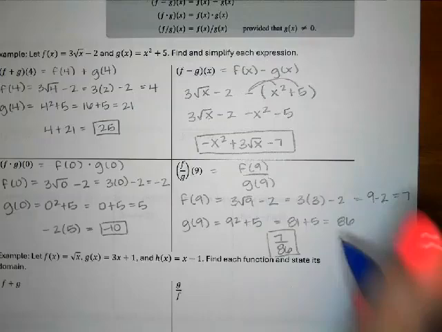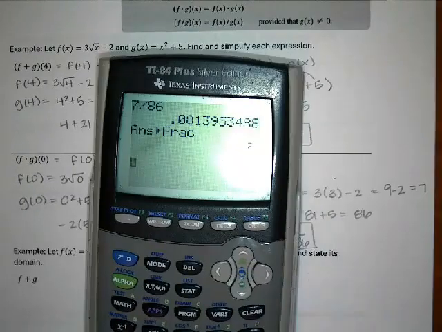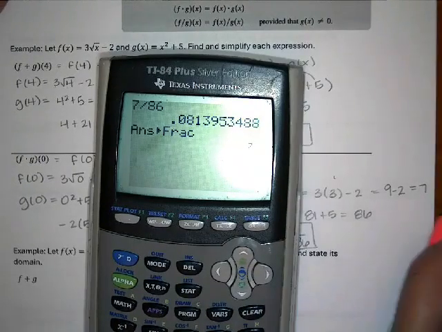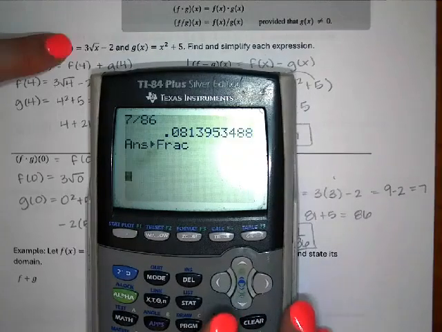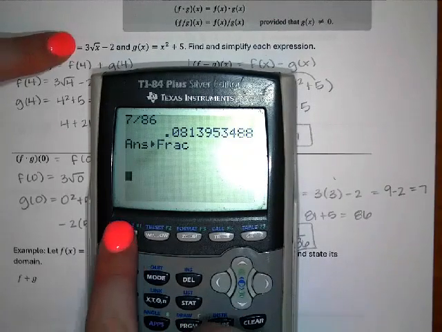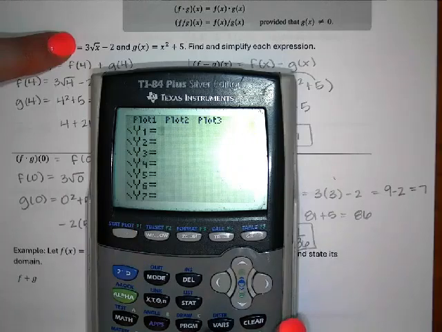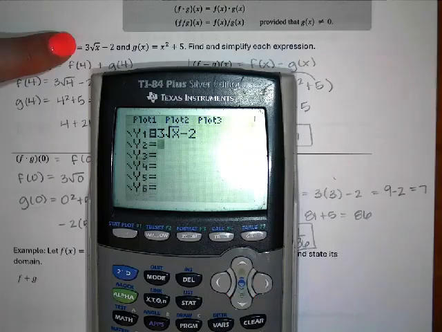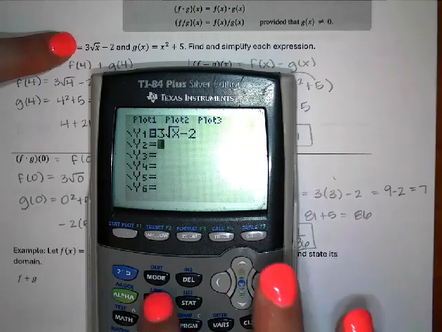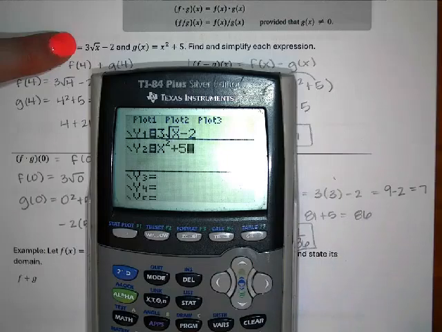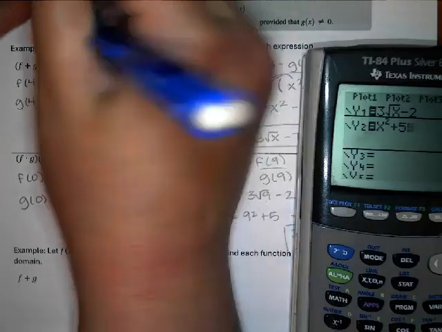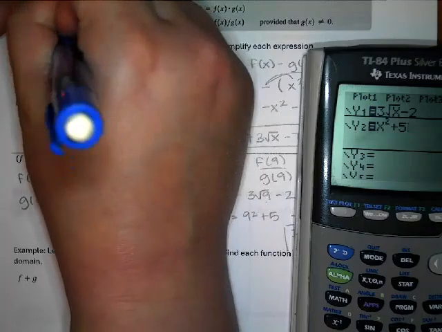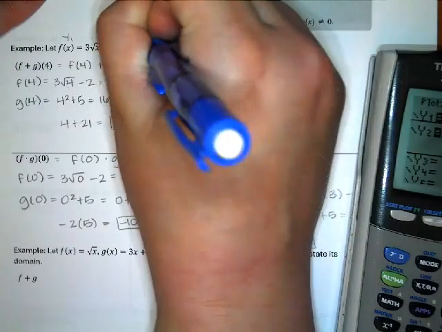Okay, now I want to show you a little trick on your calculator that's kind of cool for these. So I'm going to put the functions into my calculator. I'm going to press the y equals button, and I'm going to type 3 square root x minus 2 for my y1. And then for y2, I'm going to type x squared plus 5. And then on my paper, I'm going to write down, this is my y1, this is my y2.